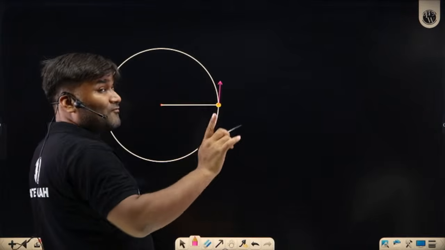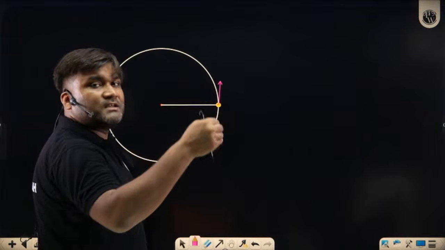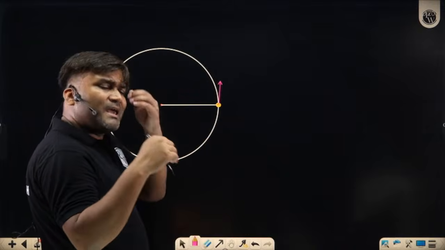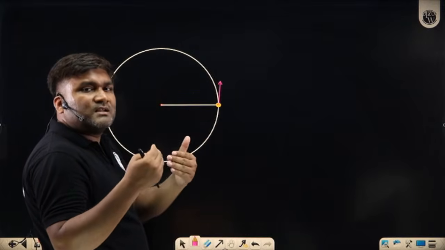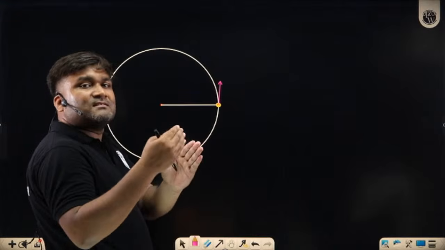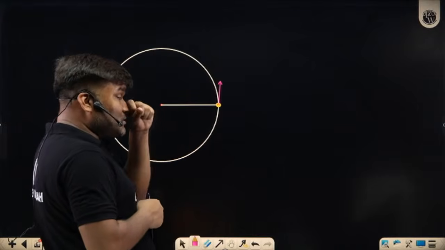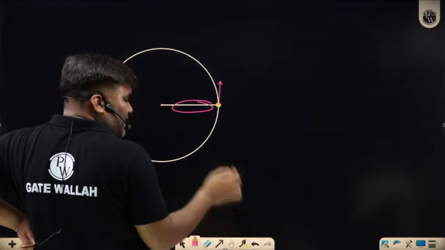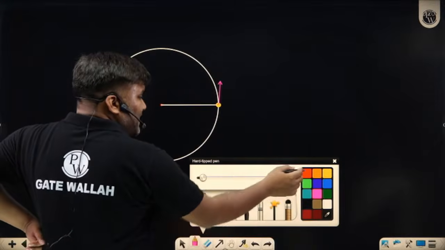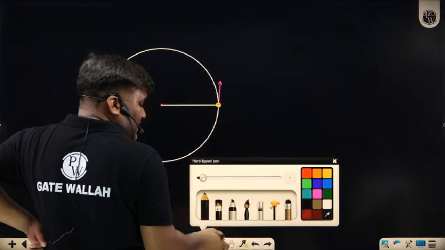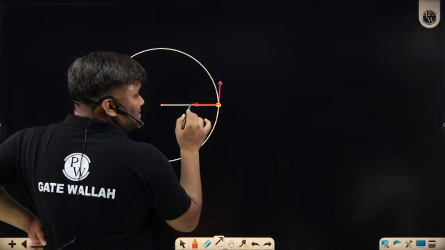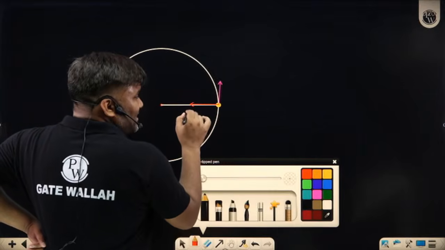And what is the centripetal force? Some force which is towards the center. It is not a new force. Any force which acts towards the center will act as a centripetal force. So what is the centripetal force here? Sir, the tension T of this thread will be acting as a centripetal force. So I will say centripetal force is in this direction. This is centripetal force.